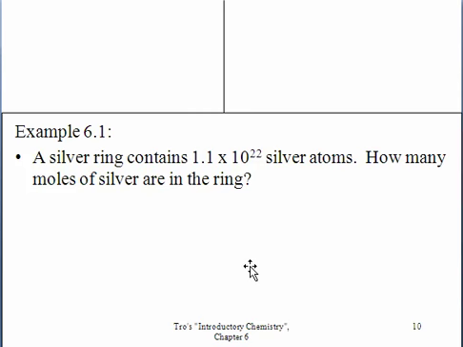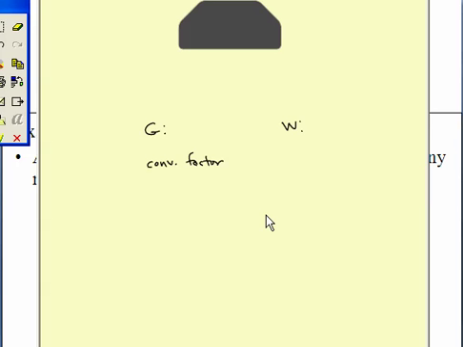So let's look at an example of how we're going to actually use this conversion. A silver ring contains 1.1 times 10 to the 22 silver atoms. How many moles of silver are in the ring?